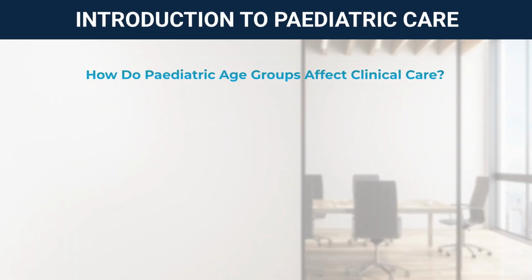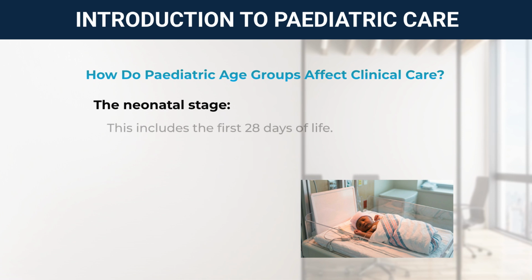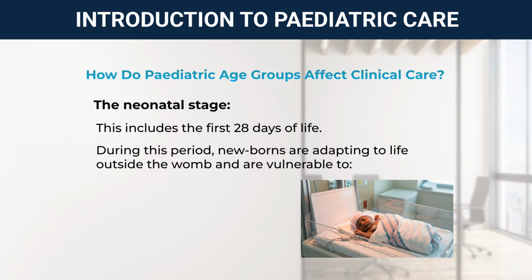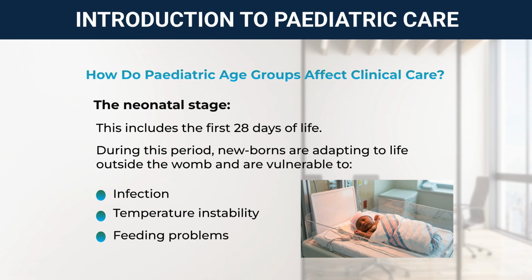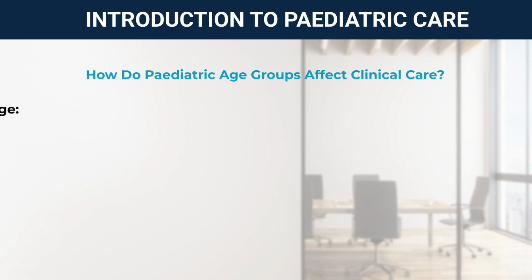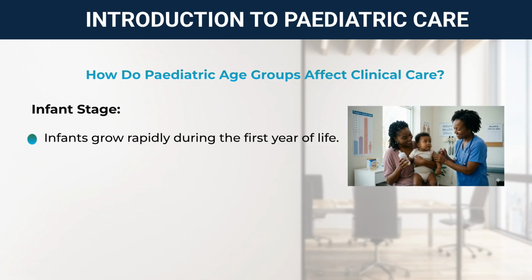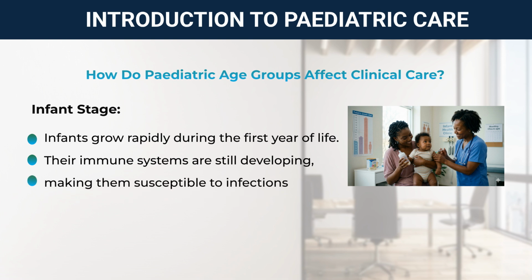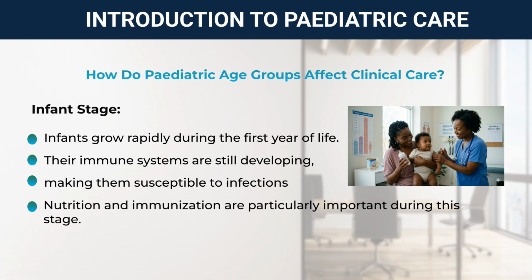First, let's take a look at the neonatal stage. This includes the first 28 days of life. During this period, newborns are adapting to life outside the womb and are vulnerable to infection, temperature instability, and feeding problems. Next, let's take a look at the infant stage. Infants grow rapidly during the first year of life. Their immune systems are still developing, making them susceptible to infections. Nutrition and immunization are particularly important during this stage.